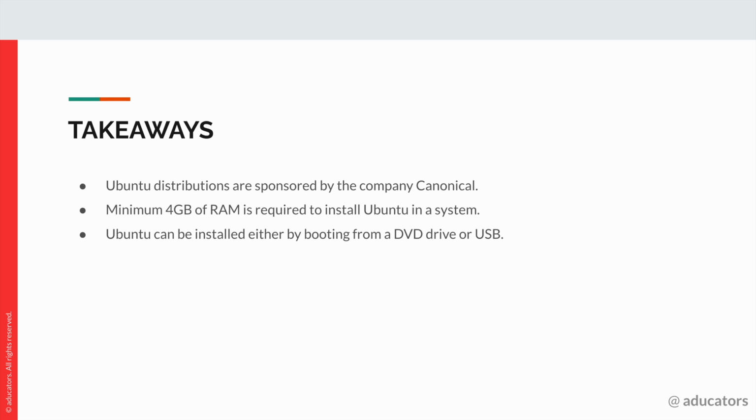Some takeaways from this chapter. Ubuntu distributions are sponsored by the company Canonical. Minimum 4 GB of RAM is required to install Ubuntu in a system. Ubuntu can be installed either by booting from a DVD drive or USB.